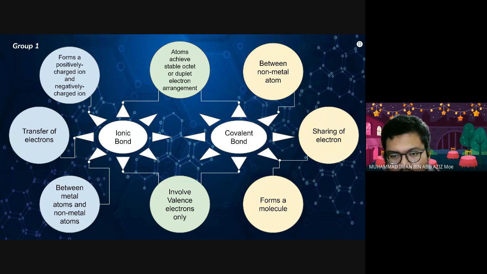Apa beza compound and molecule? Okay, molecule ni, the elements yang more than one atom of the same element. But molecule ni boleh jadi the same element or different element, while compound tu must be from two different elements lah. Macam example O2 is a molecule. H2O is a compound. Nanti kita tengok the Venn diagram to distinguish between molecule and compound.